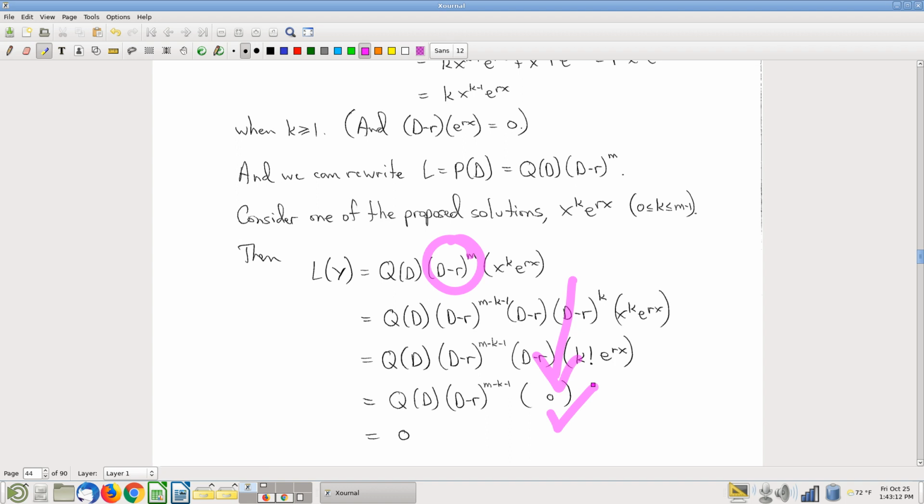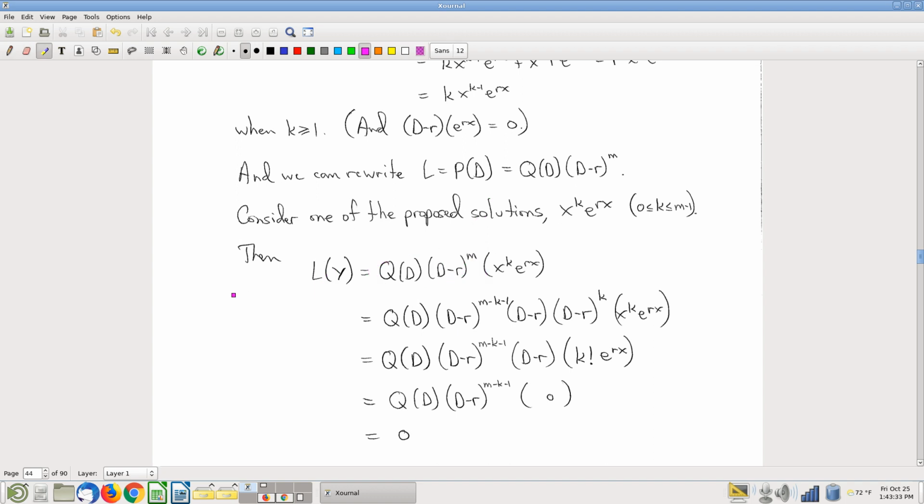But again, the thing that allows you to do this is that we can peer inside of this otherwise opaque L. As written, you don't see what's inside of L. Writing it like this is what allows us to see how there are d minus r's in there, and therefore we can take advantage of what d minus r does.